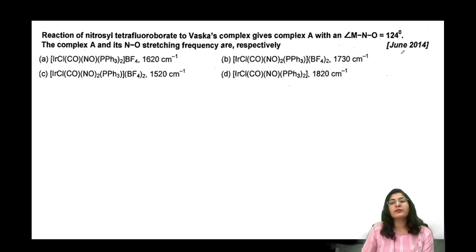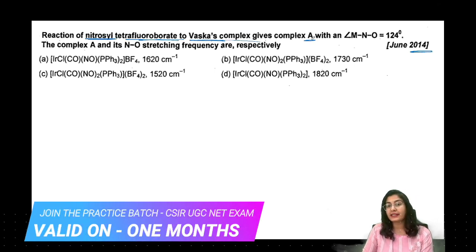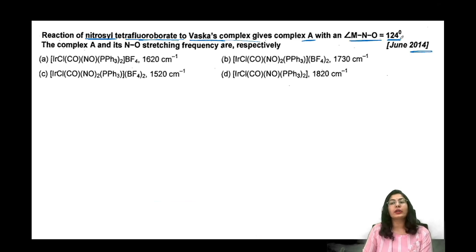We see a question from June 2014. Yeah, it's an old question, but it's still relevant. Reaction of nitrosyl tetrafluoroborate to Vaska's complex gives the complex A with the M-N-O bond angle 124 degrees. The complex A and its nitrogen-oxygen stretching frequency are respectively. So just stop the video, try doing this by yourself.